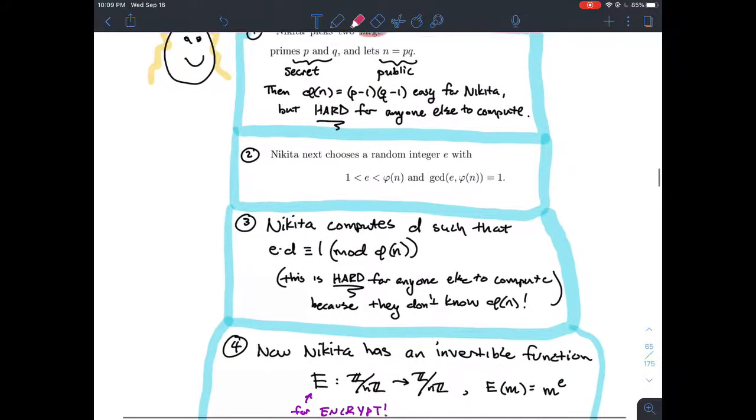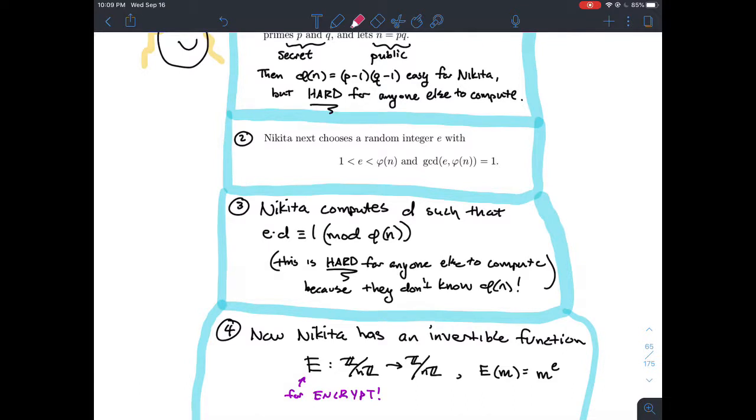The third thing Nikita would do is she would compute a number d so that e and d are multiplicative inverses of each other modulo phi of n. So d is the inverse of e modulo phi of n. And again, this is a computation that really only Nikita can feasibly do. Because again, Nikita is really the only one that knows what phi of n is here. So because Nikita is the only one that knows what phi of n is, it's very hard for anybody to find out what this d is as well.